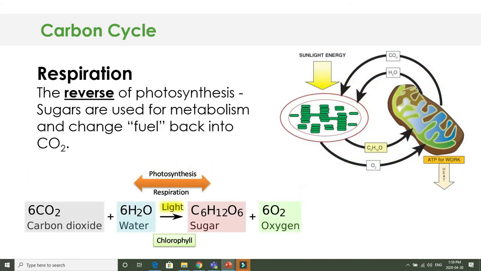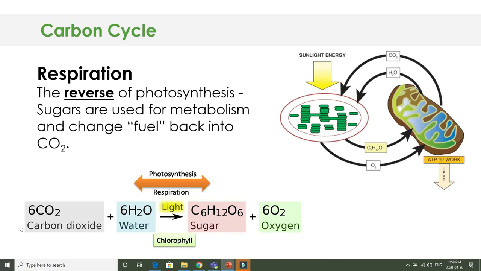Respiration, we can think of it as the reverse of photosynthesis. This is what humans do, or other animals, right? So basically anything that's not a plant is doing respiration, cellular respiration. So what we do is we breathe in oxygen.